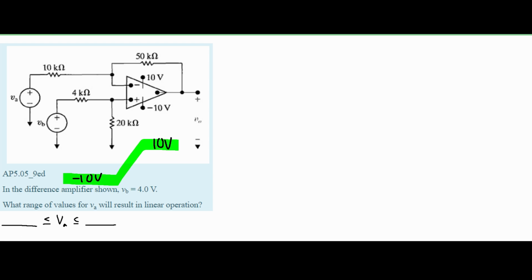Looking at this, we need a couple of things. First, we need to find our VA, so we know that this is going to be in our equation. We need our VB, and we're actually given our VB to be 4.0 volts. And we need to find our V0, because when we're dealing with range, the output is the positive 10 volts and the negative 10 volts here.